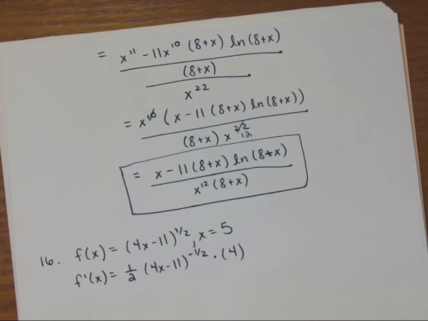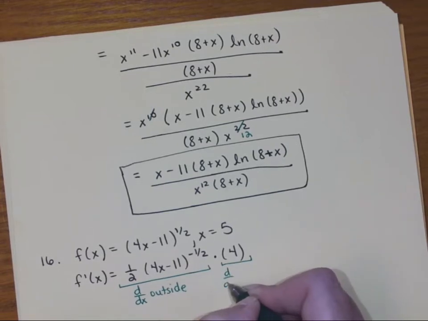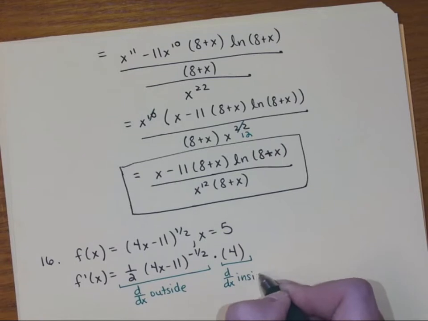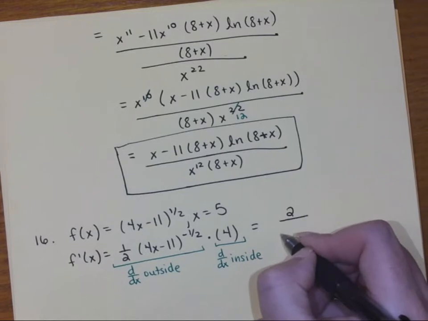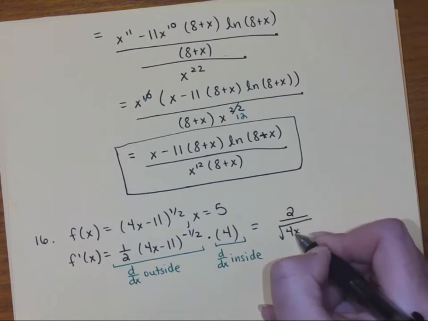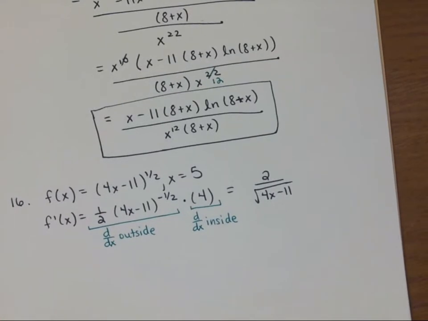Okay, so this is another chain rule. It's derivative of the outside, times the derivative of the inside. On your test, you don't have to label what I'm doing here. I'm just doing that really for your benefit. So if you clean that up, you're going to get a half of 4 is 2. So you're going to get 2 over the square root of 4x minus 11, because 4x minus 11 to the 1/2 power is just the same as square root.